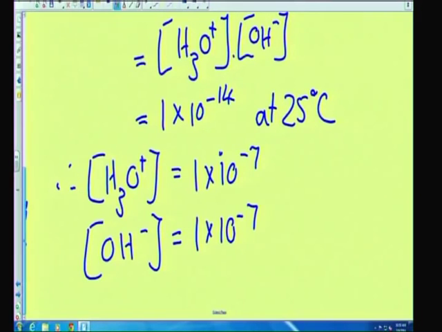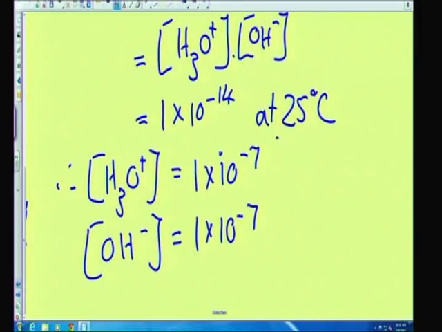If you take 1 times 10 to the minus 7 times 1 times 10 to the minus 7, the bases are the same, 10, and you can add the exponents. Minus 7 plus minus 7 is minus 14. So that's a really critical and important fact. We're going to come back to that very shortly. So please take note that when we're dealing with the protolysis of water, this is a fundamental idea. Only for water, there is a Kw value, and it's a set value. This is the building block on which we will build our pH scale.